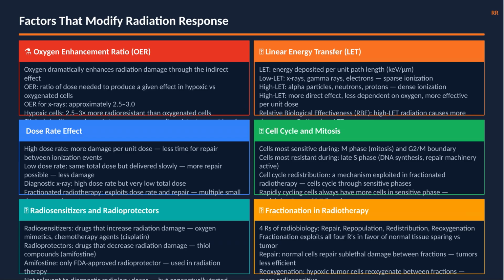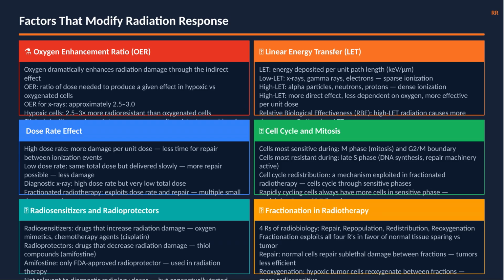The OER for X-rays is approximately 2.5 to 3, meaning hypoxic cells require 2.5 to 3 times more dose to produce the same damage as oxygenated cells. Hypoxic tumor cores are more radioresistant, a significant clinical challenge in radiotherapy.